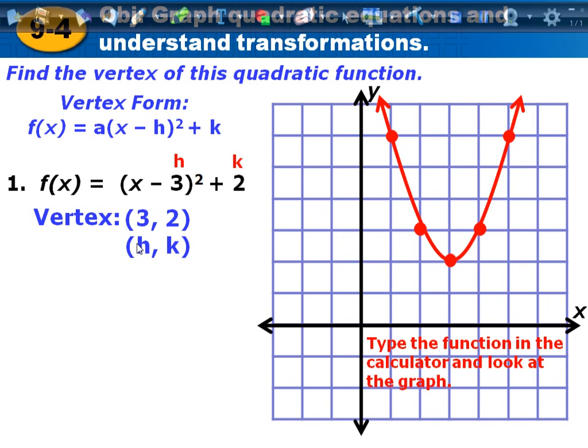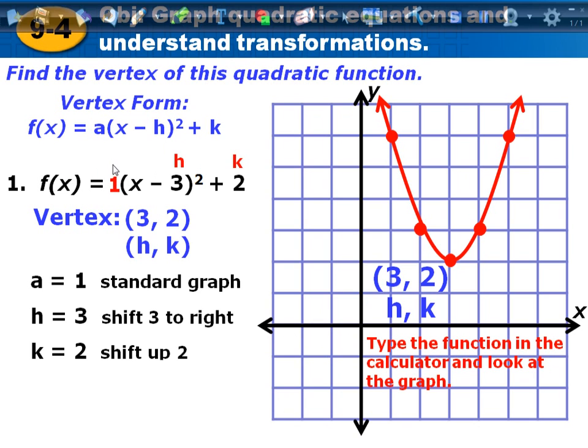This is what this graph will look like. Notice that (3, 2) is this point right here, and it is our vertex. This time it's a minimum. There's a 1 in front of the parentheses if nothing's there, so our a here is 1 because there's nothing there. It's what's called a standard graph.